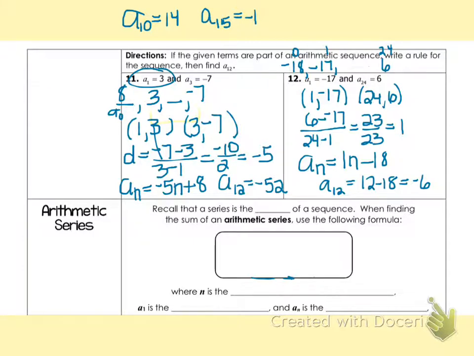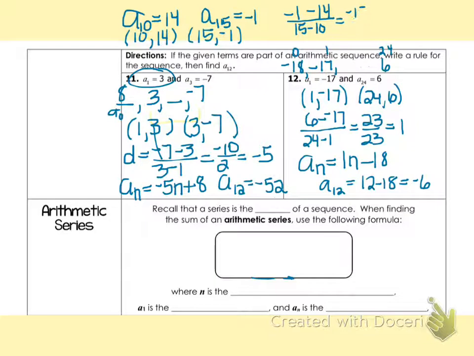So again, I could use my whole ordered pair thing to say this is 10, 14, and this is 15, negative 1. Sorry, my stylus is not working very well today. And then I could calculate my slope by just doing the difference in the y. So that would be negative 1 minus 14, and then 15 minus 10. So that would be negative 15 divided by 5.